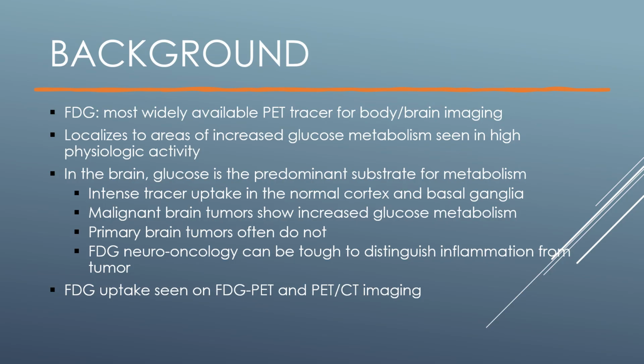Primary brain tumors often do not, so in FDG neuro-oncology it can be tough to distinguish inflammation from tumor. It can be tough anyway because the brain is already going to be really hot because there's a lot of glucose uptake, and so sometimes it can be difficult to see areas of increased uptake or to differentiate between increased metabolic activity and things like inflammation. So FDG uptake seen on FDG PET and PET CT imaging is what we're looking for.